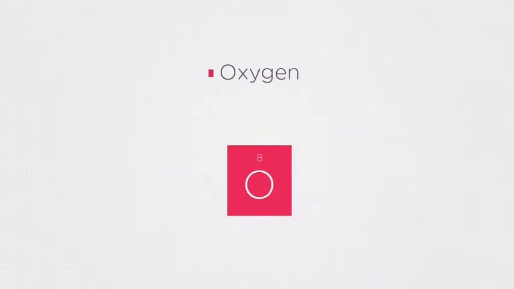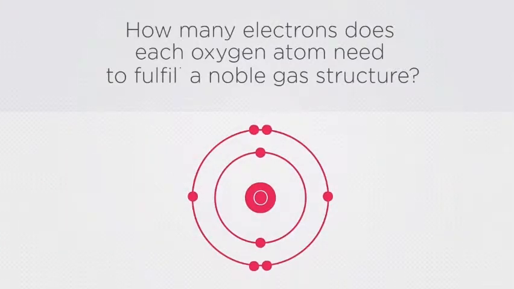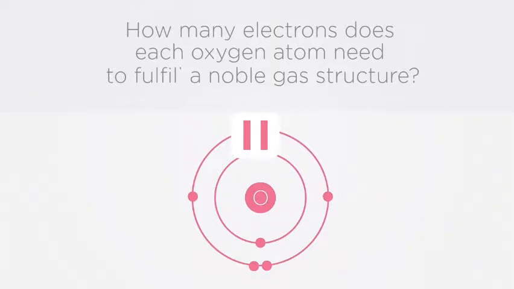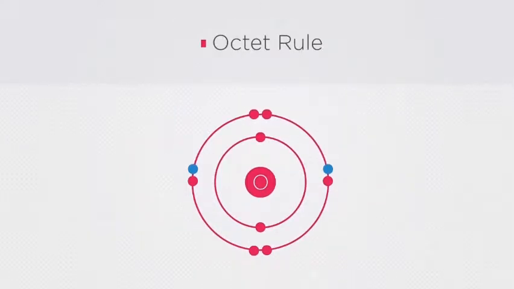In the next example, we are going to consider oxygen. It's in group 6. Therefore, how many electrons does each oxygen atom need in its outer shell to fulfill a noble gas structure? Remember, oxygen has 8 electrons in total, so we would need to fill the second shell. Pause the video and continue when you're ready. The answer is that each oxygen atom needs 2 more electrons before fulfilling a noble gas structure. This is also called the octet rule.